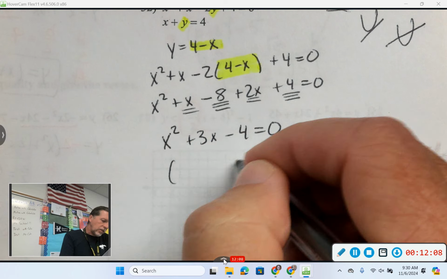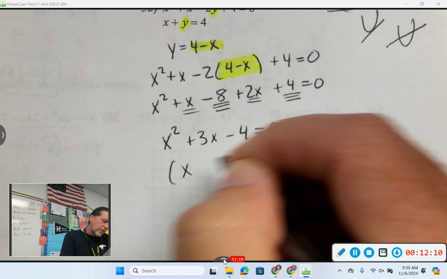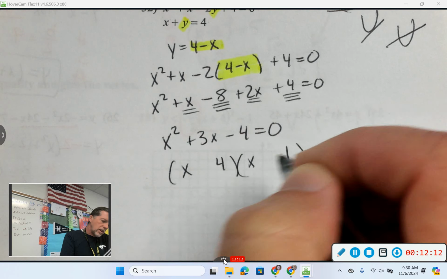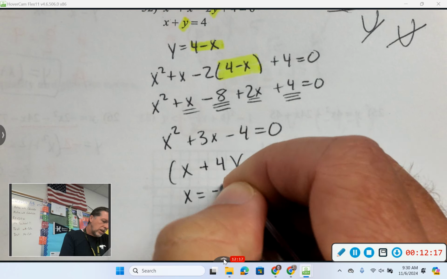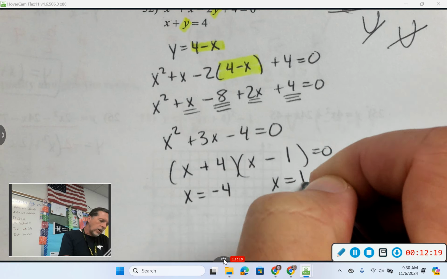Okay, back to 32. That will definitely factor with 4 and 1. Just need a plus 4 and a minus 1. So x equals negative 4 and x equals 1.